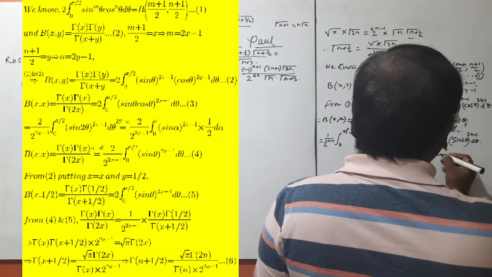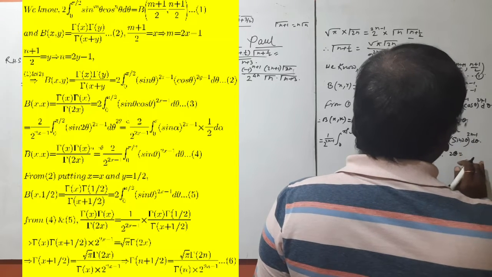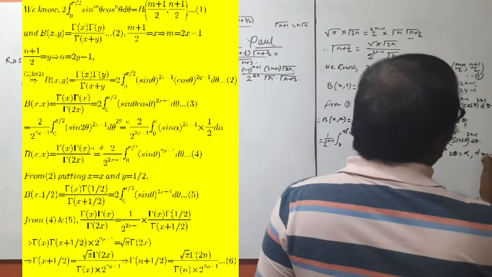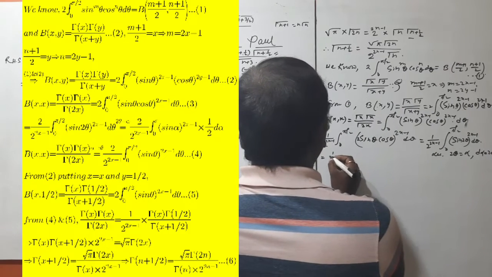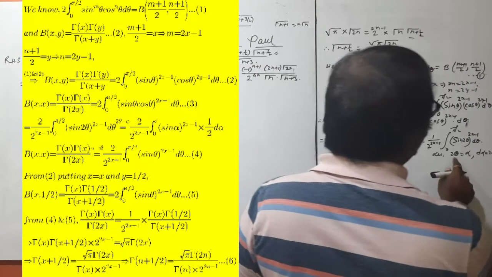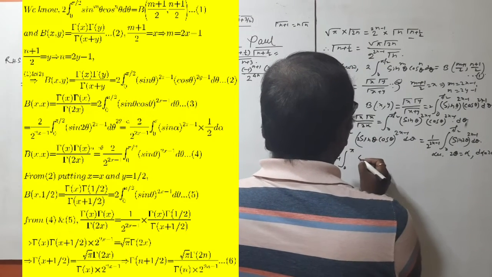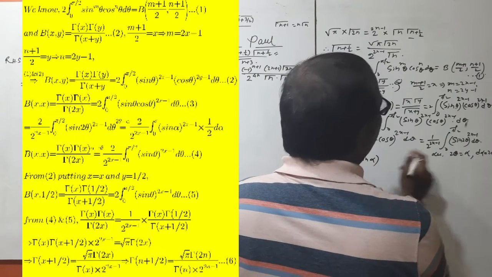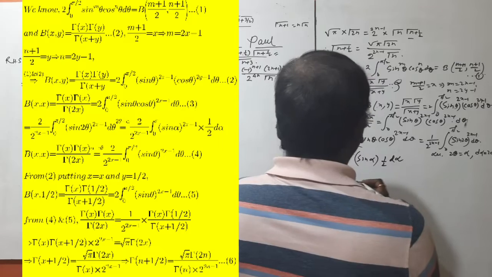d theta. Let 2 theta be equal to alpha. So d alpha is twice d theta. So this is equal to 1 over 2 to the power 2x minus 1, and the limits are, if we put 0 we get 0, and if we put pi by 2 we get pi. So this is the integral from 0 to pi of sine 2 theta; 2 theta we can replace by alpha, and in place of d theta we have half of d alpha.